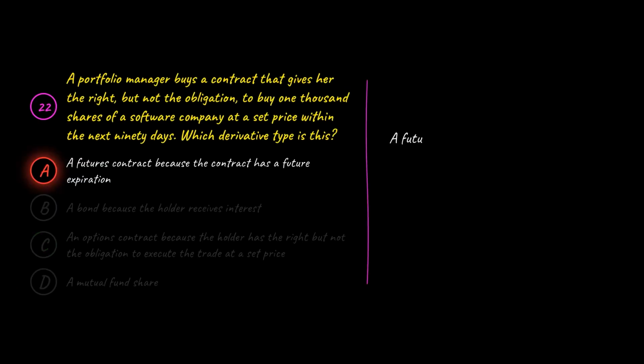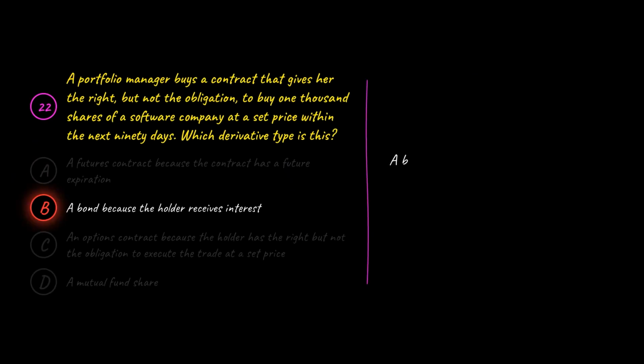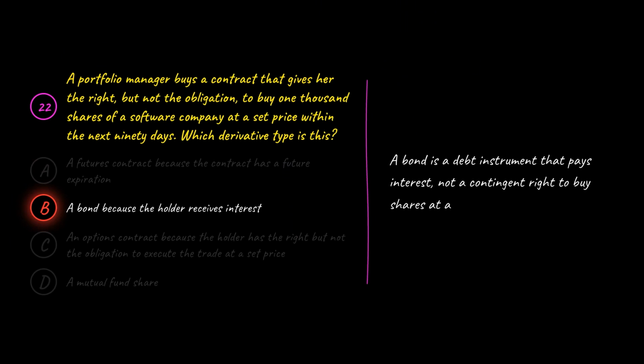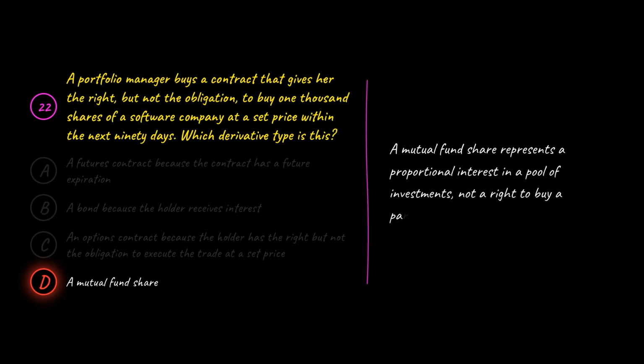A is wrong because a futures contract carries an obligation, not a right, to buy or sell the underlying asset at the set price and date. The right to walk away separates options from futures. B is wrong because a bond is a debt instrument that pays interest, not a contingent right to buy shares at a future date. D is wrong because a mutual fund share represents a proportional interest in a pool of investments, not a right to buy a particular stock at a fixed strike price.